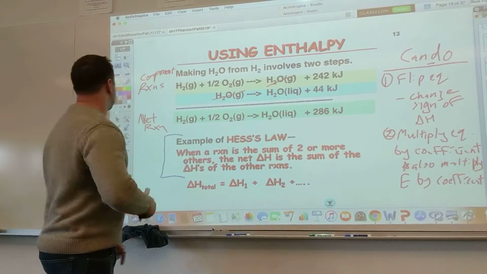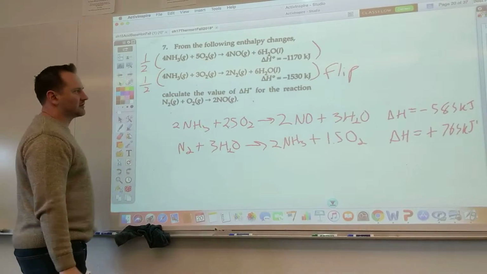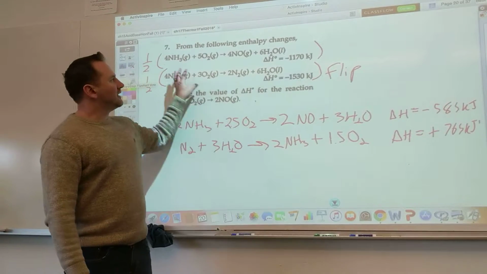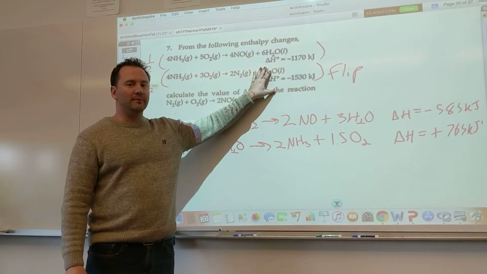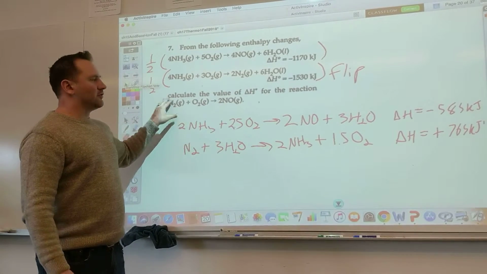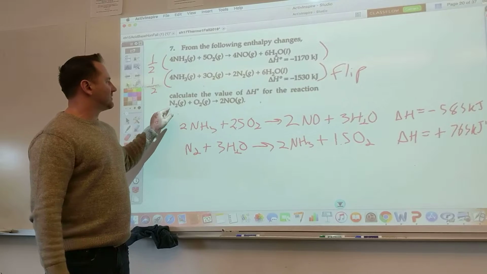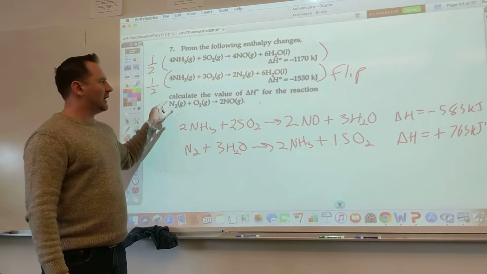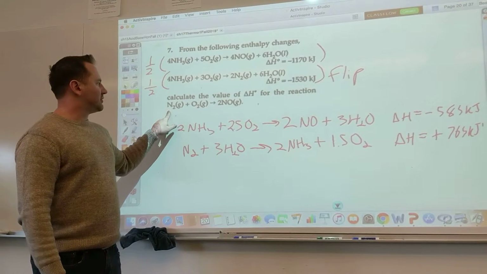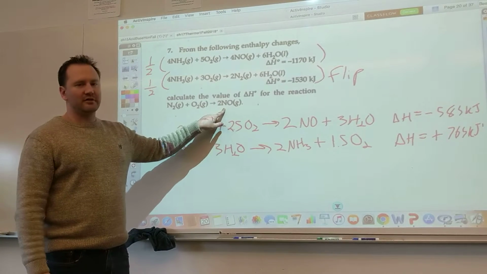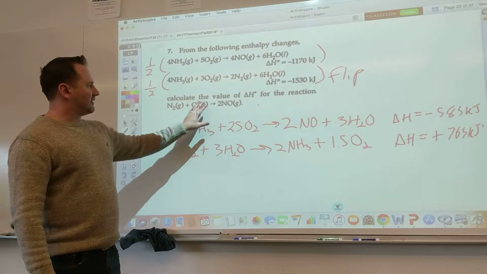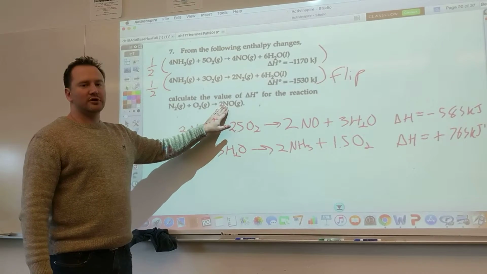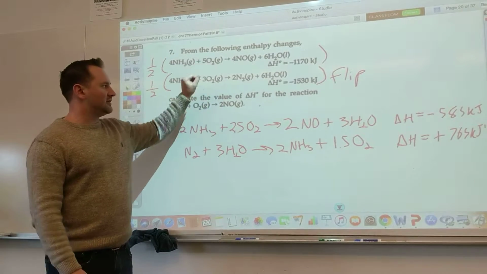So let's apply these rules, or these tactics, to this reaction. So let's say we're given these two reactions, and we know the energy changes for both of them. And we have to try and rearrange them in a way that they add up to this net equation. These components will add up to this net equation of nitrogen gas and oxygen gas combining to make NO. So when we look at this, we try and figure out where things are and look at the coefficients and see if we can manipulate these to get there.